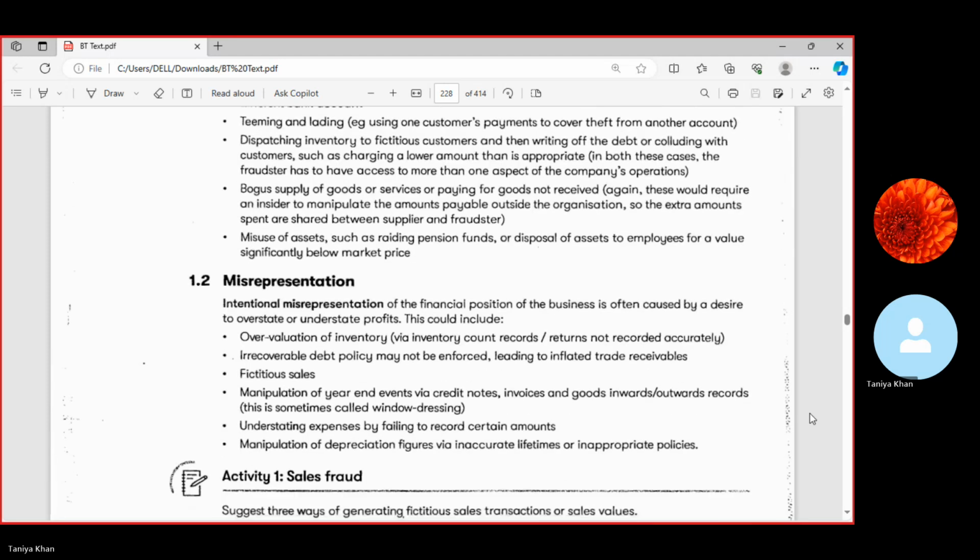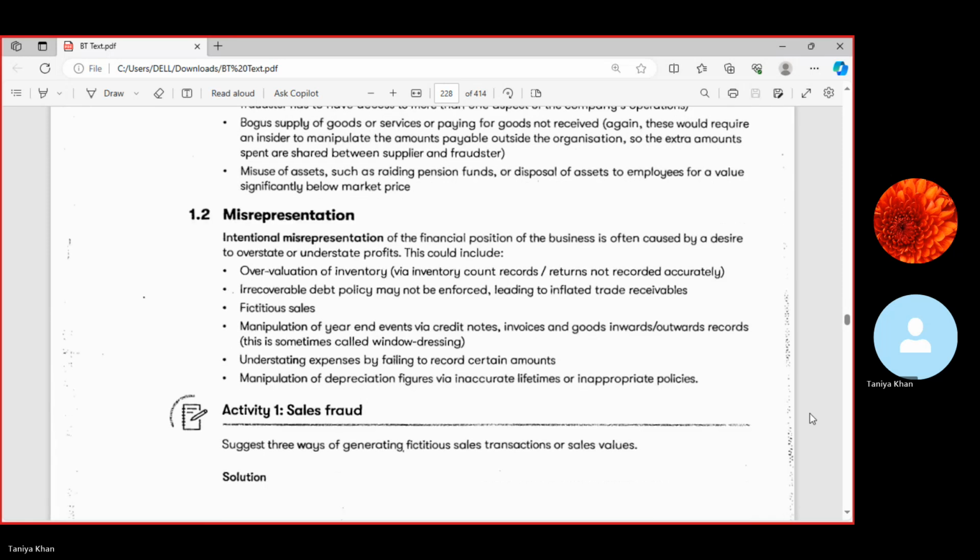Now, second thing is misrepresentation. Misrepresentation can be in two ways: intentional and unintentional. First of all, misrepresentation means we are understanding something in a wrong way. Intentional misrepresentation of the financial position of a business is often caused by a desire to overstate or understate profits. Intentional means we are intentionally doing it. We know the fact that it is wrong, it is not correct, even though we are doing it. So why are we doing it? Because we have a desire to overstate profit or understate. Overstate means we want to inflate the profit.